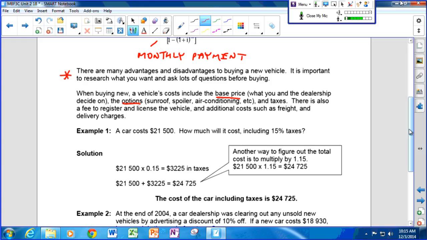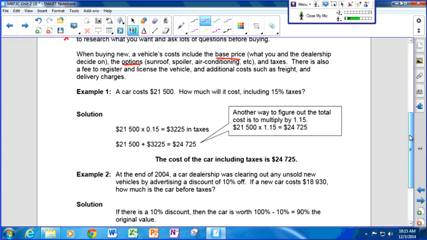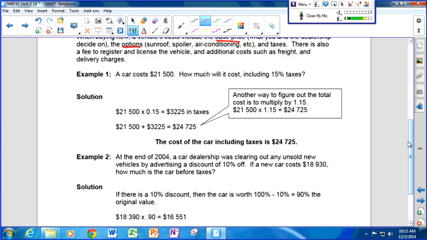Okay, so here's an example of how we work out the math on these things. It says a car costs $21,500. So that's a car, obviously, not a truck, and it might be a very small car. How much will it cost, including 15% taxes? Now I don't know where they get the 15%. This is probably old, and they were probably thinking about the old GST and PST. But anyway, let's work it out. Let's say there's 15% in taxes on it, because that's one thing you'll see when you're looking at all these prices: they don't include the GST, which there's going to be on your vehicle.